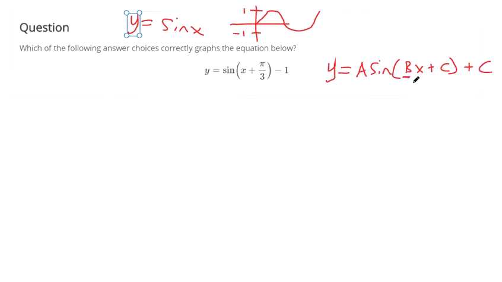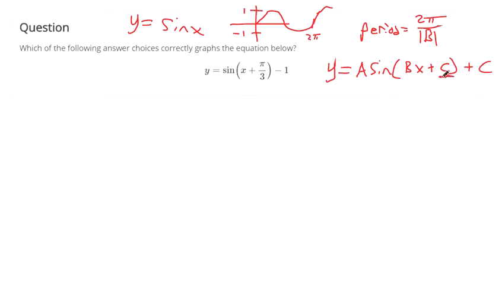B helps us calculate periods sometimes. The period of sine and cosine is 2 pi divided by b. But in this case, b is 1. So that means the period is just 2 pi. That means it starts repeating itself once you get to 2 pi on the x-axis.